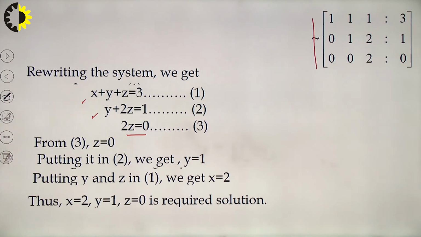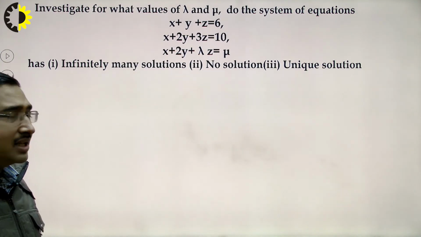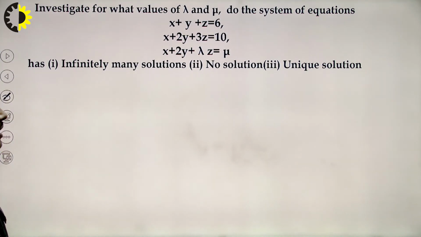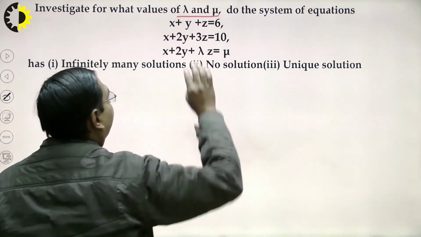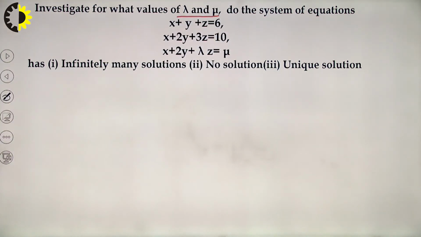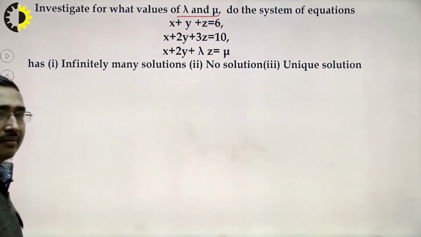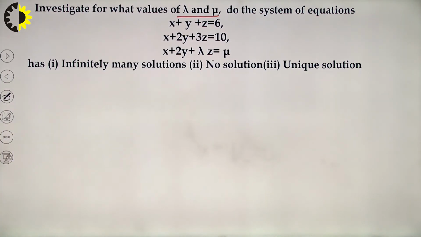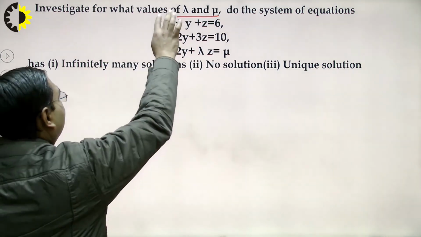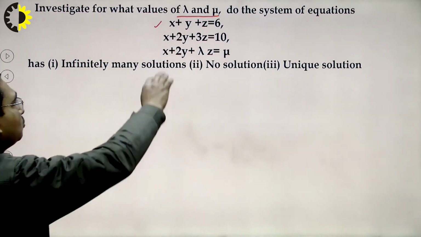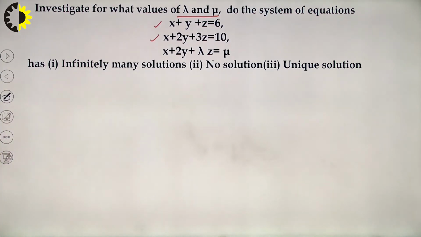Now, we take one more example. In this example, we will be required to find the values of unknowns while the consistency of the system is given. The question says, investigate for what values of lambda and mu do the system of equations x plus y plus z equal to 6, x plus 2y plus 3z equal to 10 and x plus 2y plus lambda z equal to mu has infinitely many solutions, no solution and unique solution.